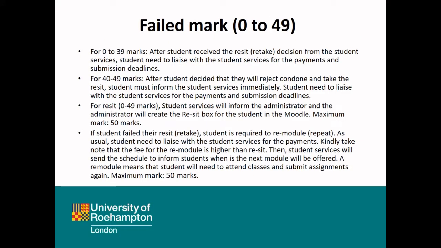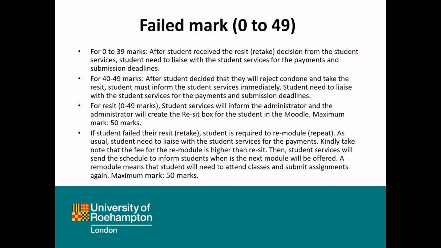For students with 0 to 39 marks, after students receive the resit decision from the student services, student will need to liaise with the student services for payments and submission deadlines. For students with 40 to 49 marks, after the student decides that they will reject the condone and take the resit, the student must inform the student services immediately. Student needs to liaise with the student services as usual for the payments and submission deadlines.